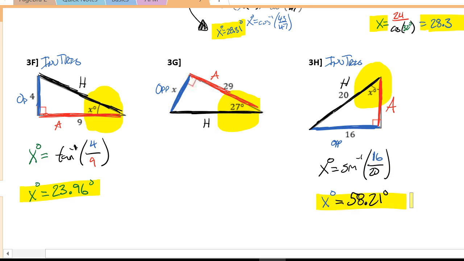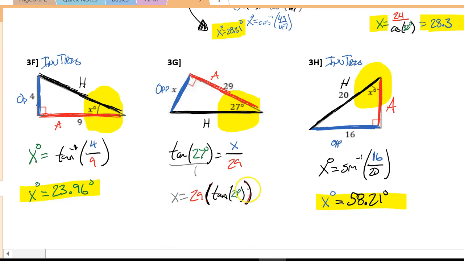For 3G, we are given the angle measure of 27, and we're also given the opposite and the adjacent, meaning we're using the tangent ratio: tangent of 27 is equal to the opposite x over the adjacent 29. We put this over 1, cross multiply, giving us x equals 29 times the tangent of 27 degrees, which gives us a value of x is equal to 14.8.